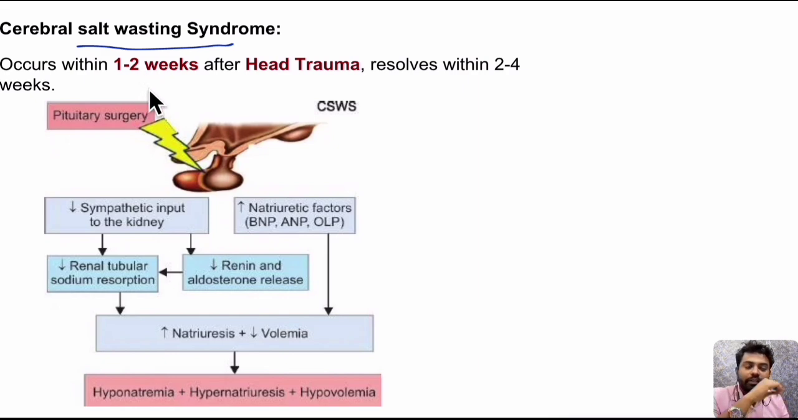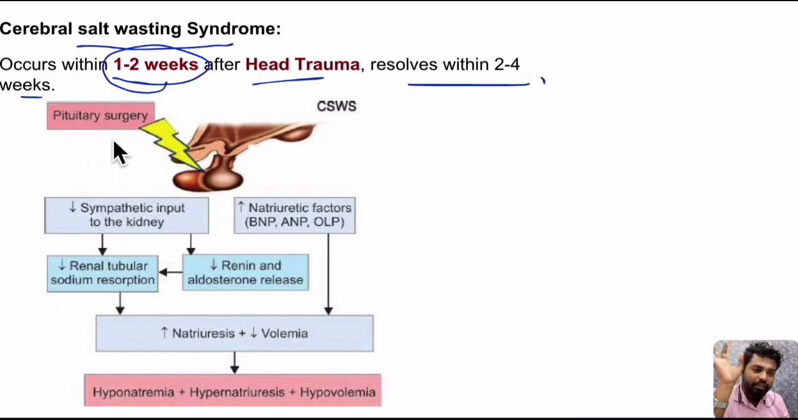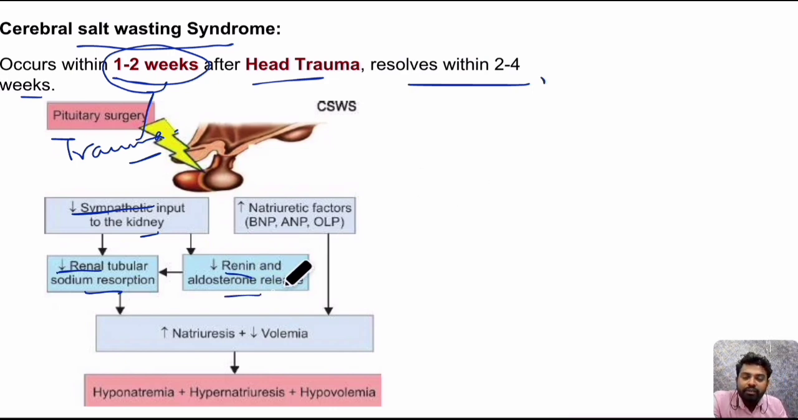We see the pathophysiology first. Within 1 to 2 weeks of head trauma it is happening, and resolving within 2 to 4 weeks. Mostly self-limiting, mostly conservative management is okay. So what is happening? Pituitary surgery or trauma. Sympathetic input to the kidney is lost. Renal tubular sodium resorption is not happening, and renin aldosterone release is also reduced.